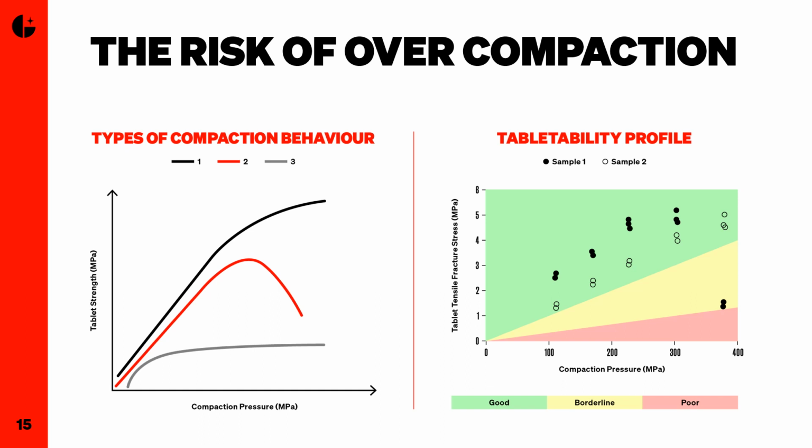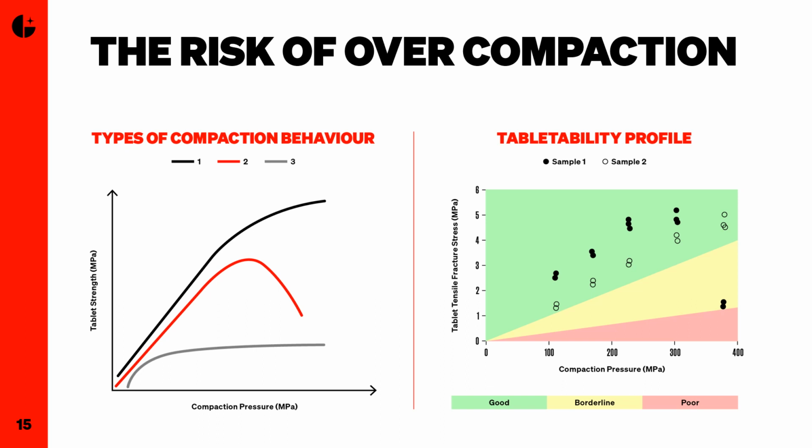Type 2 is the risky behavior, and this is what we don't want to see. You have an increase in the strength of the tablet with increasing compaction pressure, but at a point this tips over an edge and you now have tablets that are weaker than at lower compaction pressures. This is overcompaction, when you're now hitting the tablet so hard that you're creating flaws in the tablet.